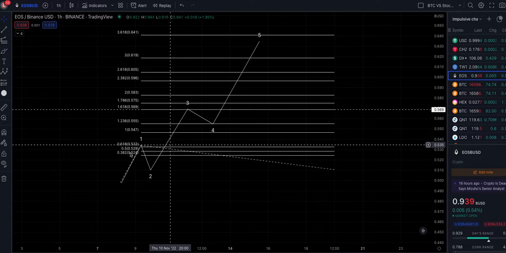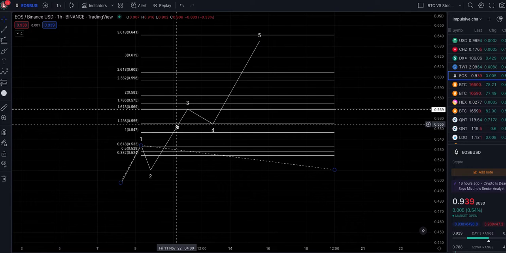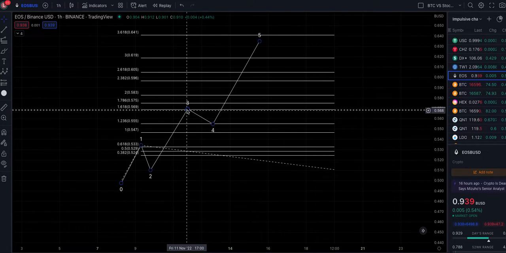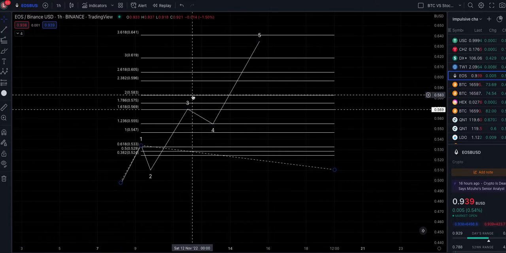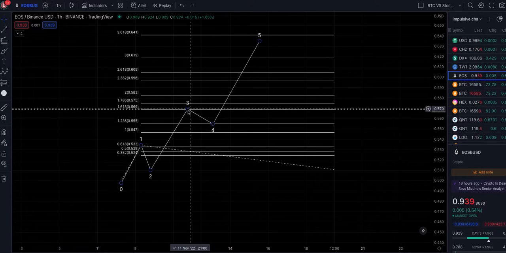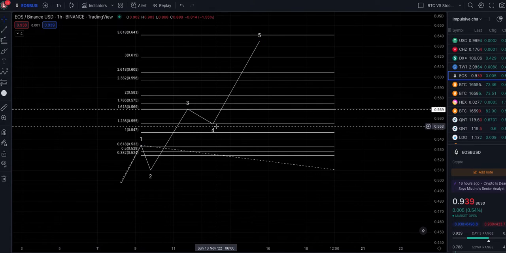In some cases, you can get a short wave 3 that would go to either the 1 or the 1.236 fib. But in most cases, for it to be clear as an impulse, you want it to at least get to the 1.618 fib. Some of the altcoins do go all the way up to the 2 fib and can go even higher, especially in the FOMO wave. But a usual target to aim for is the 1.618 fib.